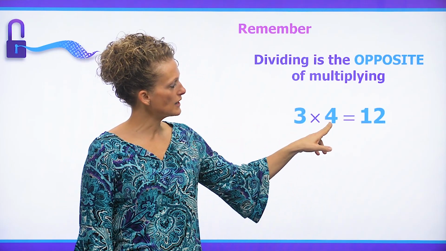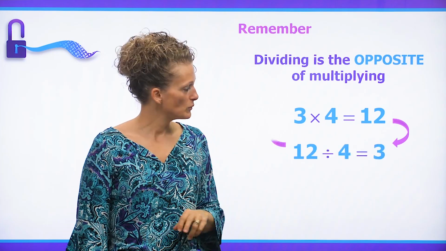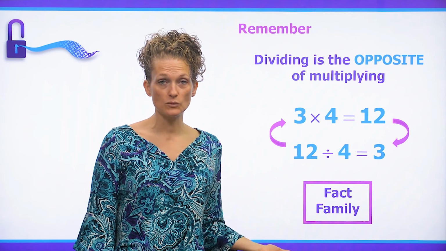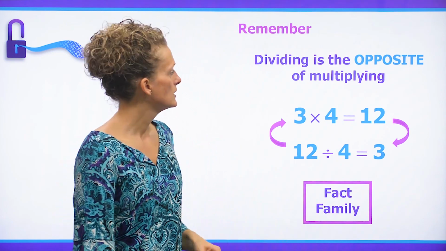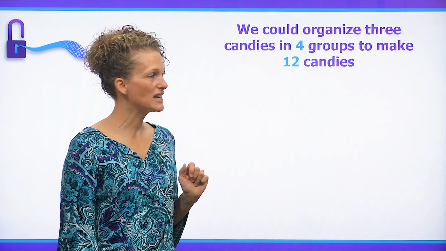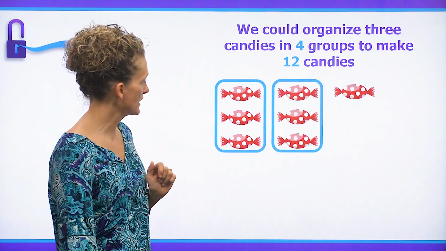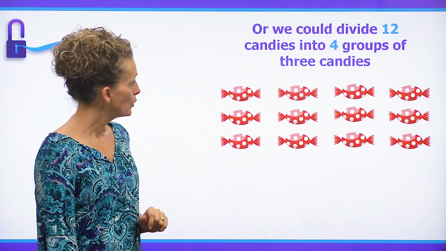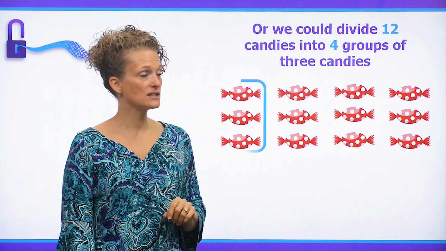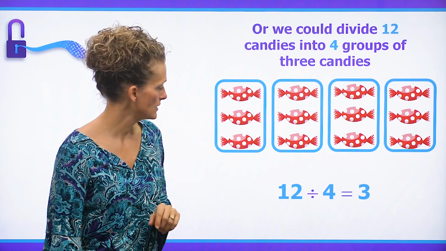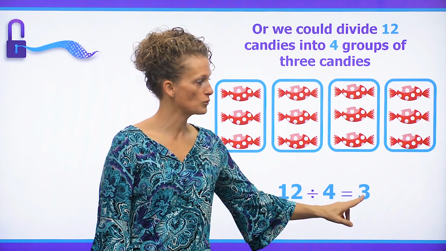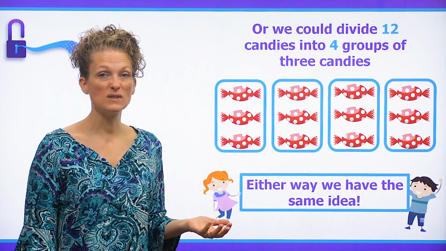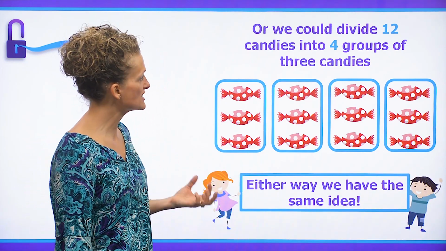So if we take 3 times 4, we know that equals 12. We can also say 12 divided by 4 equals 3. We talked about this when we were talking about fact families. We could organize 3 candies into 4 groups to make 12 candies, which is 3 times 4. That gives us 12. Or we could divide 12 candies into 4 groups of 3 and get 12 divided by 4, which equals 3 candies in each group. Either way, they basically mean the same thing.